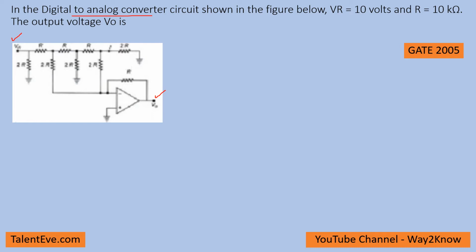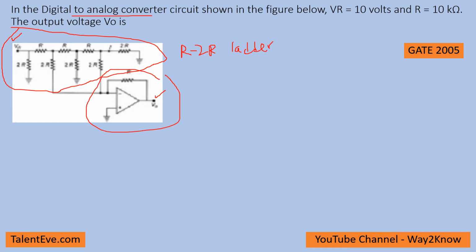Before calculating the output voltage, we can divide this circuit into two sections. One is the R-2R ladder, and the second one is an I2V converter. The I2V converter is nothing but something which converts the current flowing into it into an output voltage. So these are the two ingredients of this digital to analog converter.